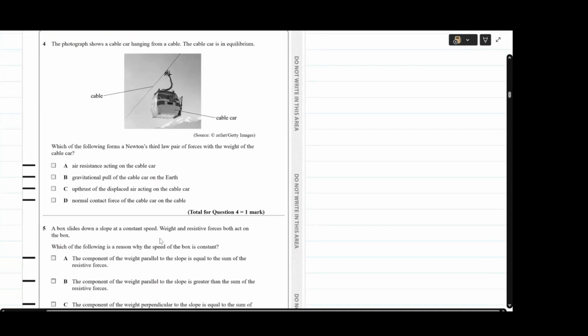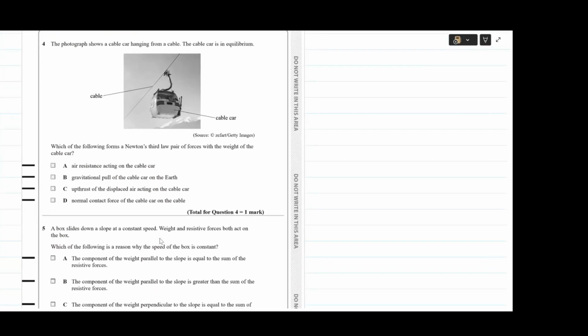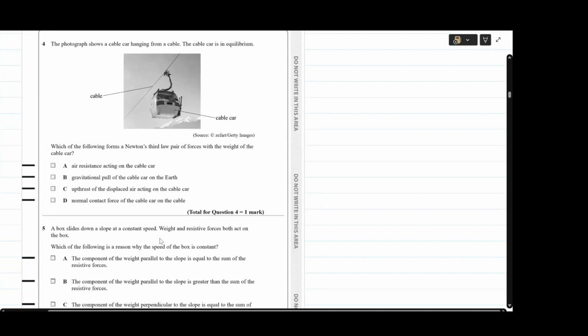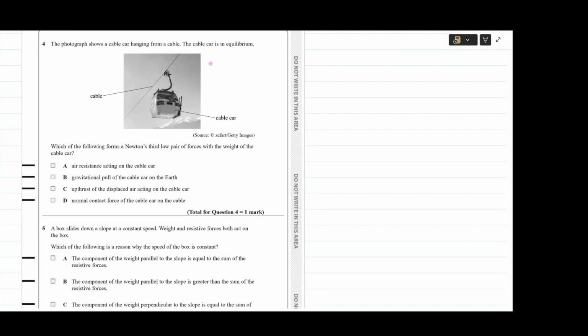Question number 4. The photograph shows a cable car hanging from a cable. The cable car is in equilibrium. Okay, so that is something important that we should note down. It is in equilibrium. Which of the following forms a Newton third law pair of forces with the weight of the cable car?